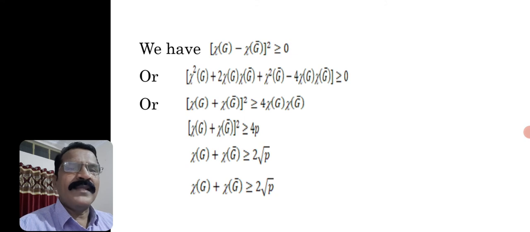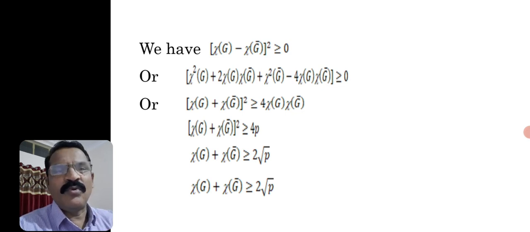So it implies, if you consider the square root on both sides, the chromatic number of G plus the chromatic number of G bar is always greater than or equal to 2 times the square root of p, which implies the chromatic number of G plus the chromatic number of G bar is greater than or equal to 2 times square root of p. So which we have proved easily. I hope you have followed the proof.